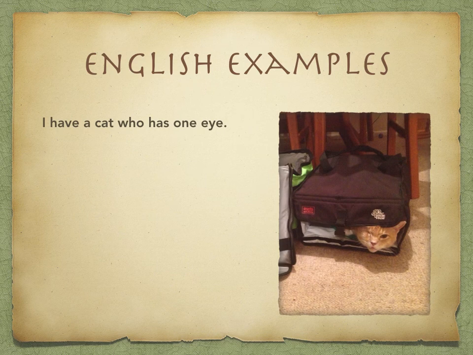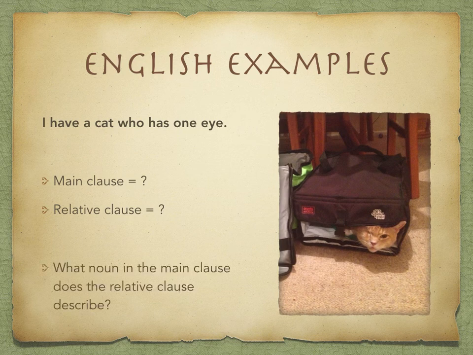The main clause in this sentence is the bit that makes sense on its own. I have a cat. The relative clause adds more information. Who has one eye? I'm describing that cat. So the noun in the main clause that links the two, that the relative clause describes, is the cat. So the cat is described as having one eye, and it's adding more information.